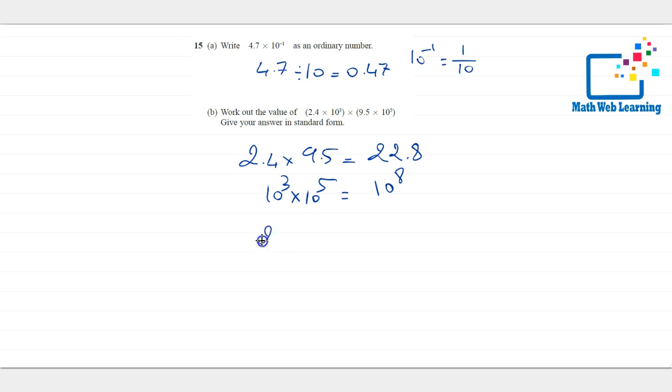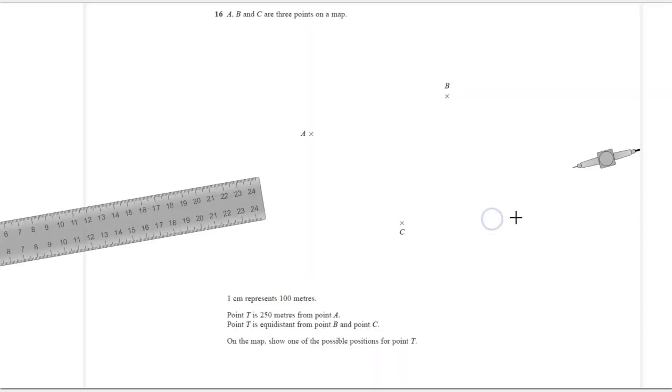Now you need to put the two together, 22.8 times 10 to the power 8. That's the answer, but we need to convert it to a standard form. So we need to divide by 10 here, and we need to multiply by 10 here. So the answer as a standard form is 2.28 times 10 to the power 9.